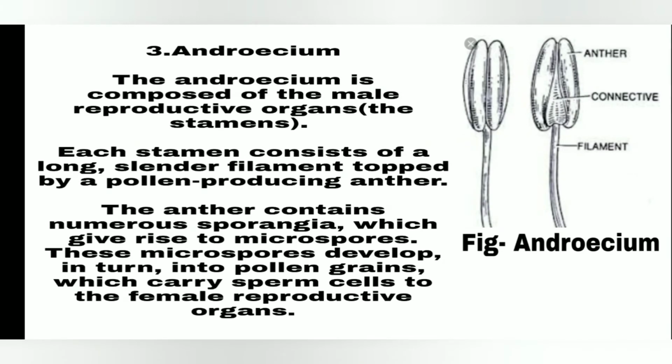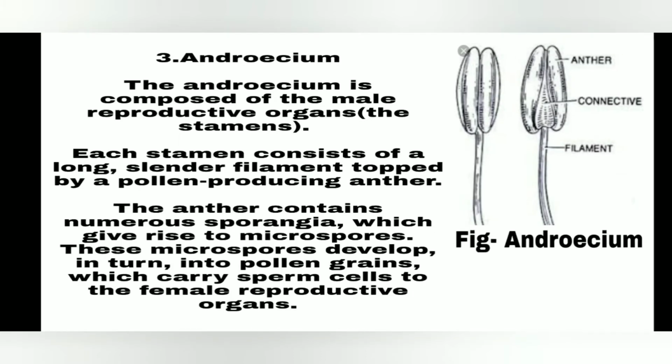Number 3. Androecium. The androecium is composed of the male reproductive organs, the stamens. Each stamen consists of a long slender filament topped by a pollen-producing anther. The anther contains numerous sporangia which give rise to microspores. These microspores develop in turn into pollen grains, which carry sperm cells to the female reproductive organ. Androecium is displayed on the right hand side.